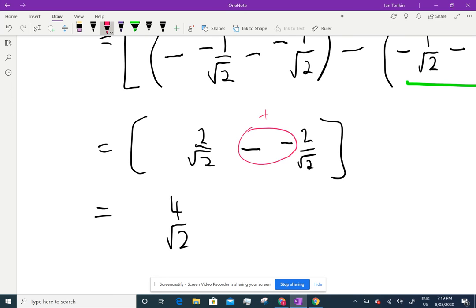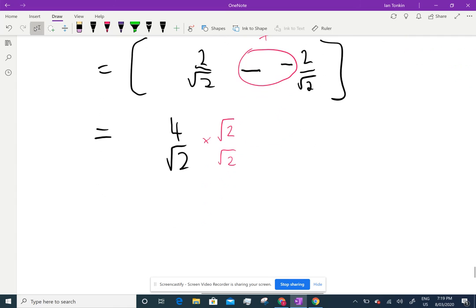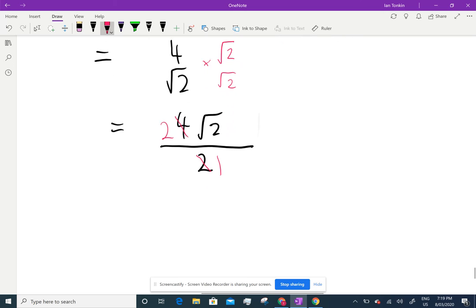Now, I need to rationalise. So I'm going to multiply top and bottom by root 2, which is going to give me 4 root 2 on 2. And wow, look at that. 2 goes into itself once, 2 goes into 4 twice. So my final answer is 2 root 2 units squared.